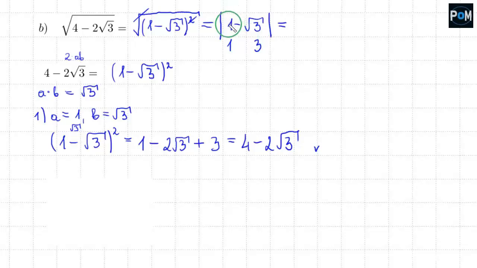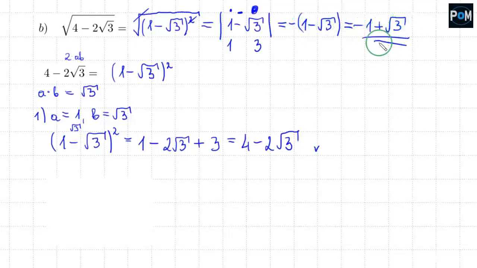This means that this number is small and the other number is large. If I subtract a small number minus a large number, the result of such an operation is negative, which means I can then drop the absolute value. But what I got here, I must enclose in parentheses and put a minus sign in front. Now I drop the bracket, the minus changes the signs, so it becomes negative 1 plus the square root of 3. And this is the result for example B.